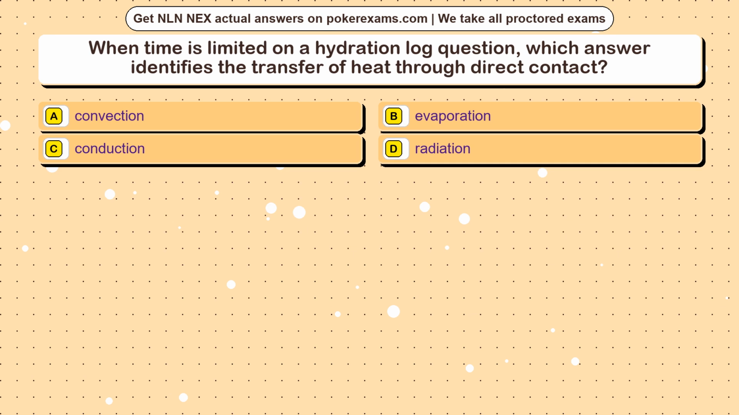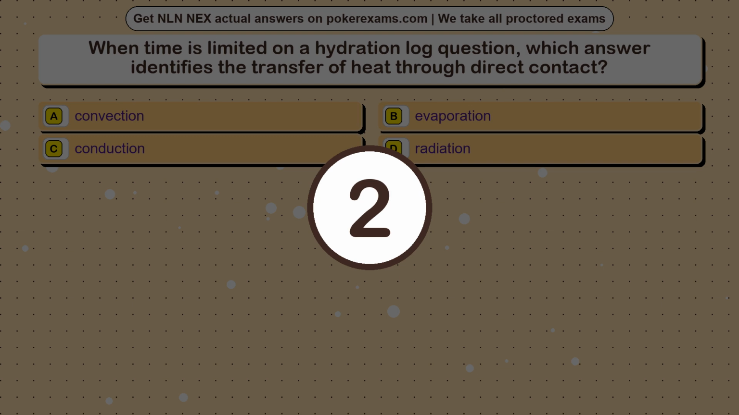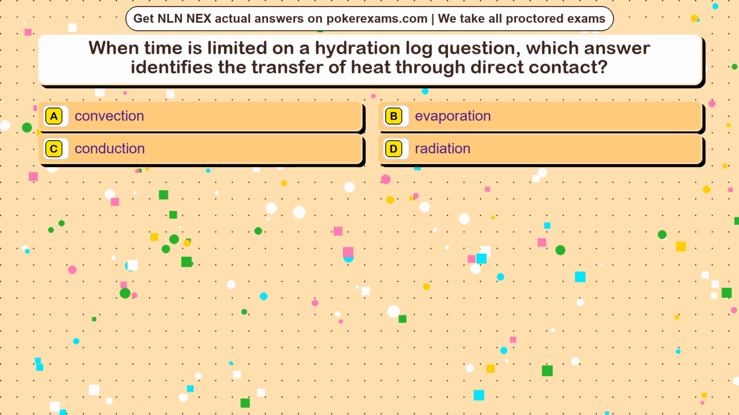Question 5. When time is limited on a hydration log question, which answer identifies the transfer of heat through direct contact? Option A, convection. Option B, evaporation. Option C, conduction. Option D, irradiation. The correct answer is option.